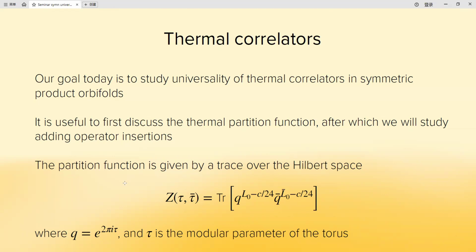As you all know, the partition function is given by a trace over the Hilbert space, where q is e to the 2 pi i tau, and tau is the modular parameter of the torus. And so to compute this trace in a symmetric orbifold, we have to understand carefully how the twisted sectors contribute.